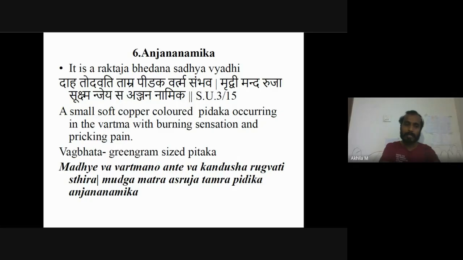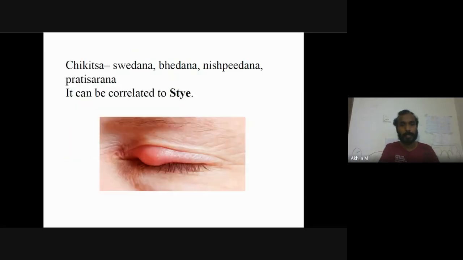Like that, Acharya Sushruta also described Anjana Namika. The signs and symptoms are almost similar. Treatments like swedana, bhedana, some massage, and some pratisarana can be advised. Some kapha-hara and pitta-hara treatment can be advised. So this can be correlated with stye. According to the condition, this can be correlated with stye or external hordeolum. We already described external hordeolum or stye.